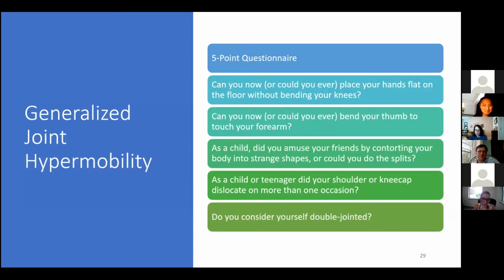So some of these questions are redundant to the Beighton, and I think this is one area where, as the criteria are considered, inclusion of this 5-point questionnaire, I think it may eventually be excluded from the consideration, but that's still to be seen.